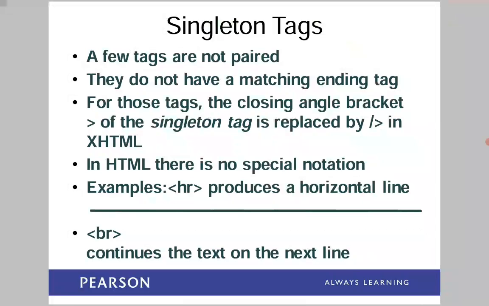HR means horizontal rule; this tag is used to draw a rule or line below some text. So HR and BR are also regularly used, and these two are also called formatting tags. HR means to draw horizontal lines. BR means to insert new lines, or a line break.